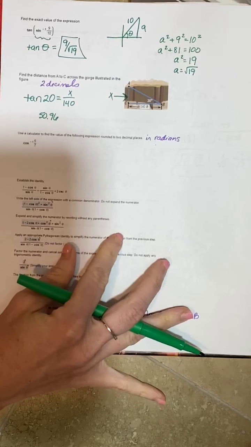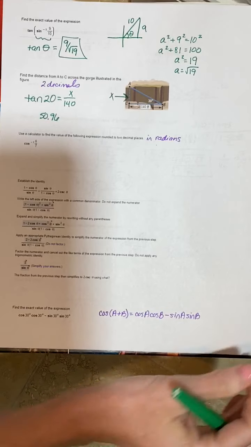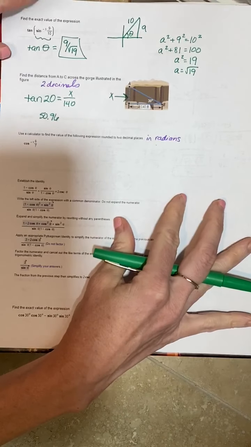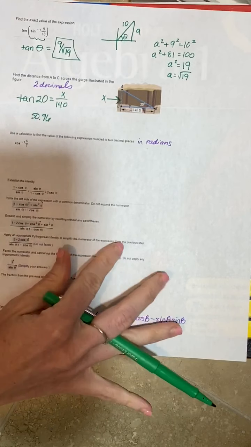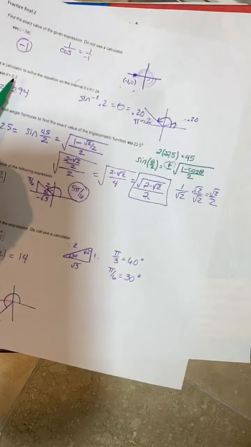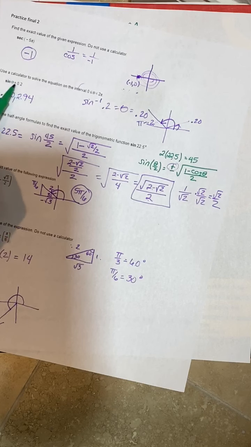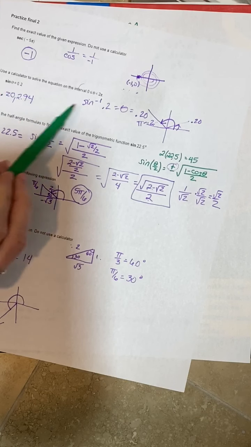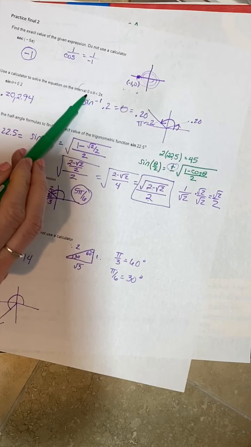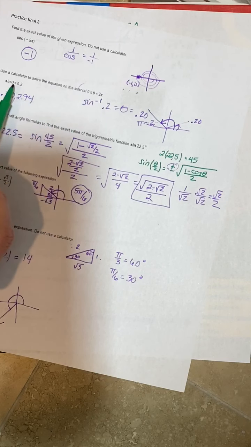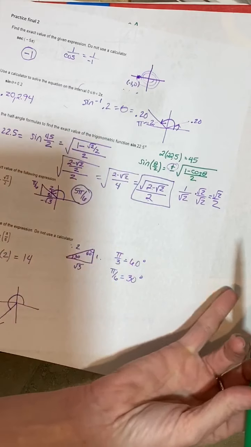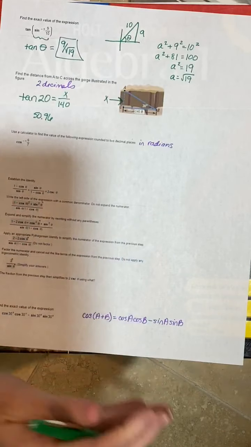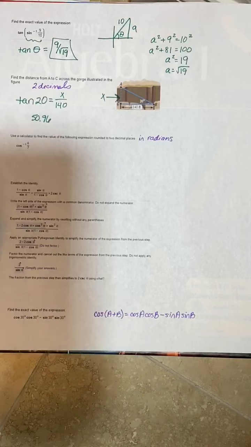Next one, use the calculator to find the value of the following expression. I wanted to show y'all the difference between this problem, where we're only going to have one answer, and this problem. In this problem, we had 2 answers because we're solving for sine of theta, and they want all angles between 0 and 2 pi. So we have to come up with all answers. When we have inverses, they're defined to have only one answer. So you only need to worry about one.